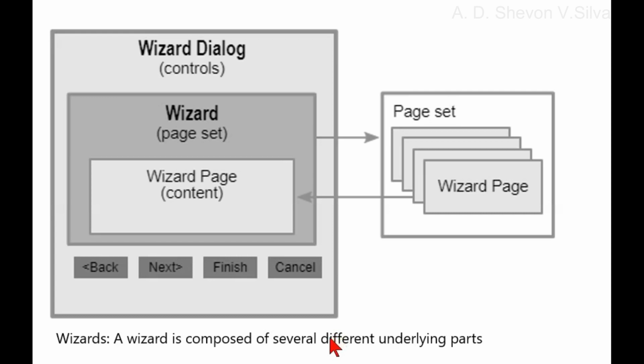The wizard dialog performs the enabling and disabling of the next, back, and finish buttons based on the information it obtained from the wizards and the current wizard page.